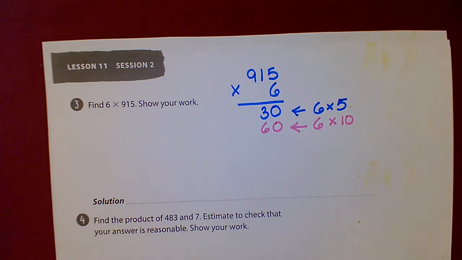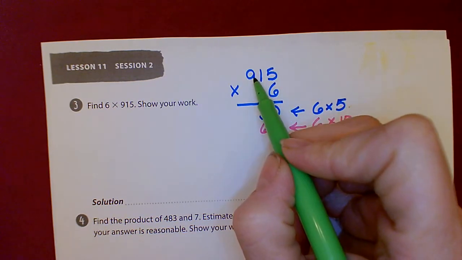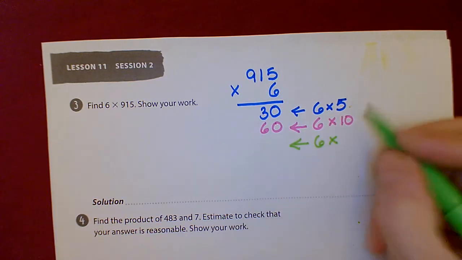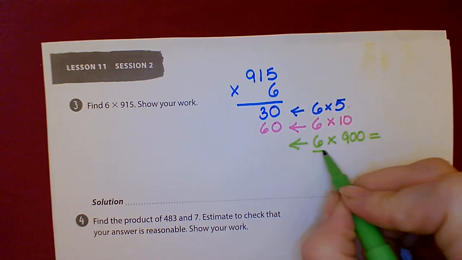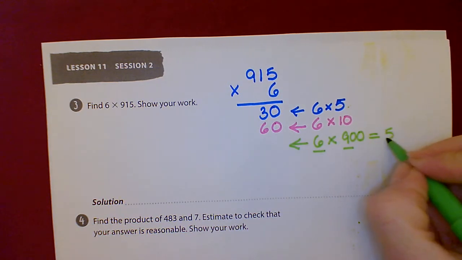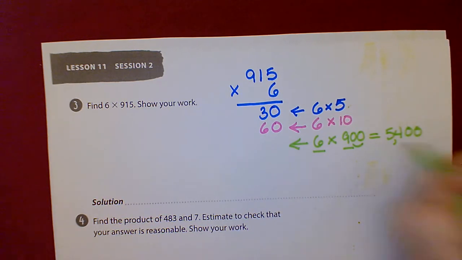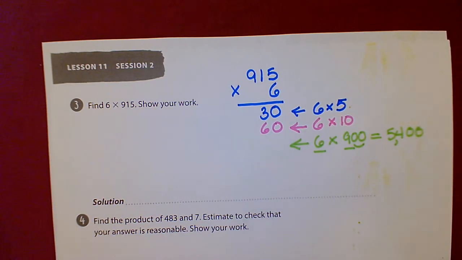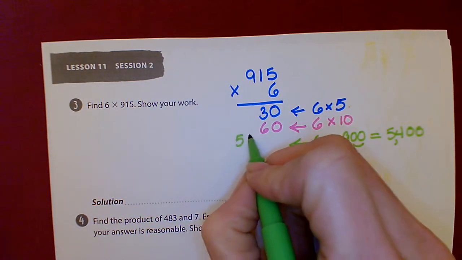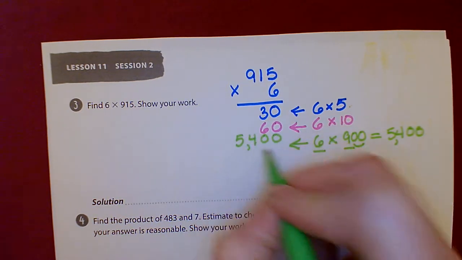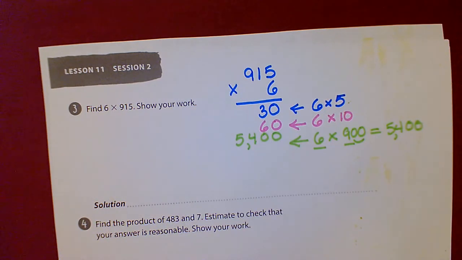All right, and now we are going to do 6 times the hundreds. So what do we have in the hundreds? We have a 9, so that's 900. So it's going to be 6 times 900. So zero trick it, 6 times 9 is 54. And then I have to add on these 2 zeros. So we get 5,400. Do you see how carefully I'm lining everything up? It's really, really important that you do that.